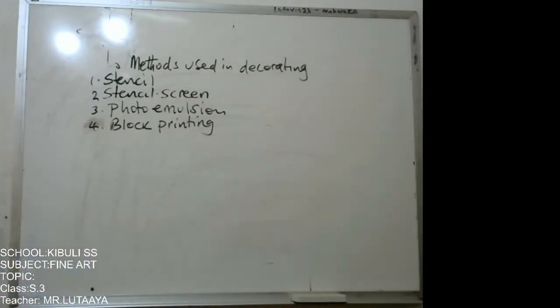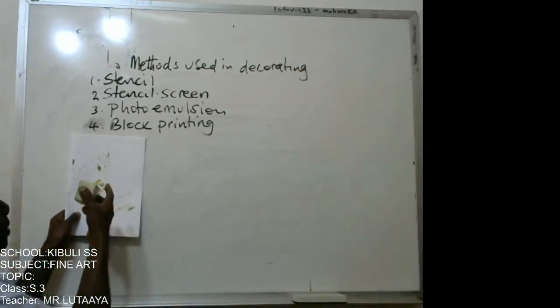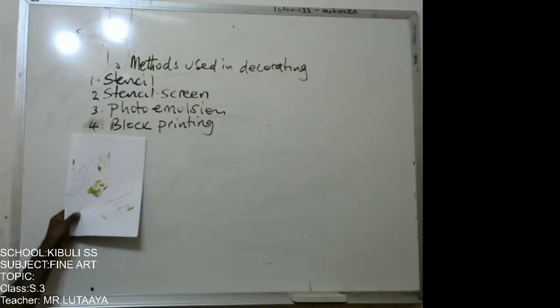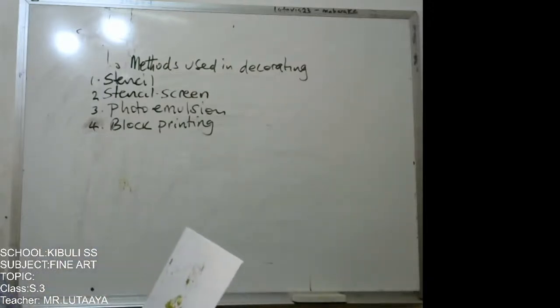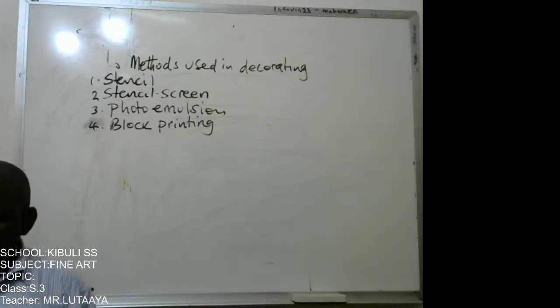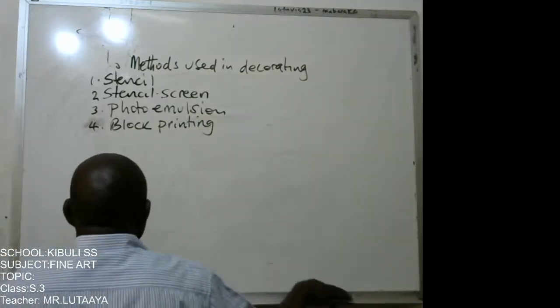So you print by pressing on a surface. After printing, the image is already there. How do you transfer color onto what we termed as a block? You can use a roller. You can use any other material. But what is important, don't carry a lot of color on it. So that is block printing. Then we have another one.